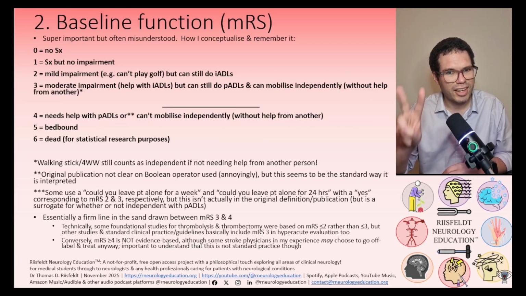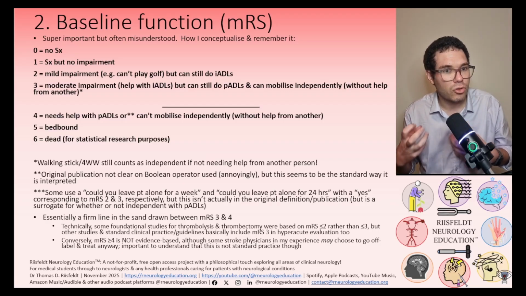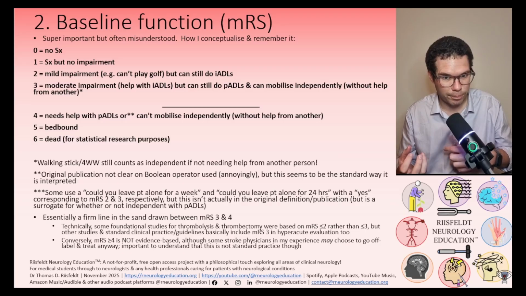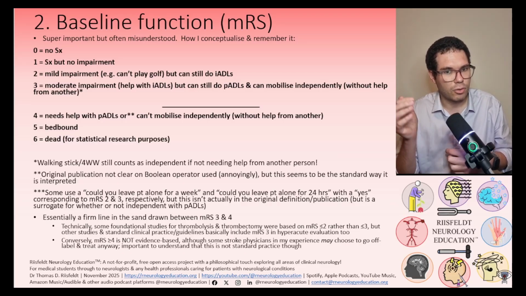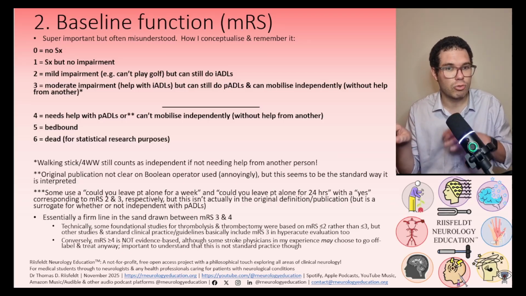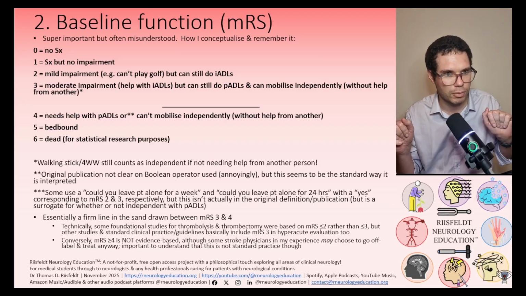Now let's move on to the second big point, the patient's baseline function, the modified Rankin scale. This is a super, super, super important concept, but I notice that it's often misunderstood. So, how do I remember it? How do I conceptualize it? Basically, it's a score from 0 to 6. And the way that I think about it is you can draw this big line in the sand between 3 and 4, because that's where the big difference is in terms of eligibility for hyperacute management.